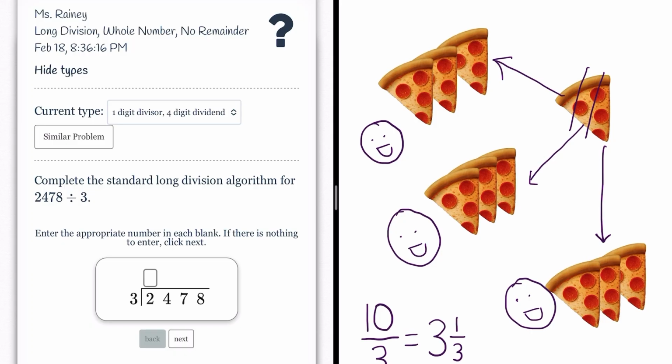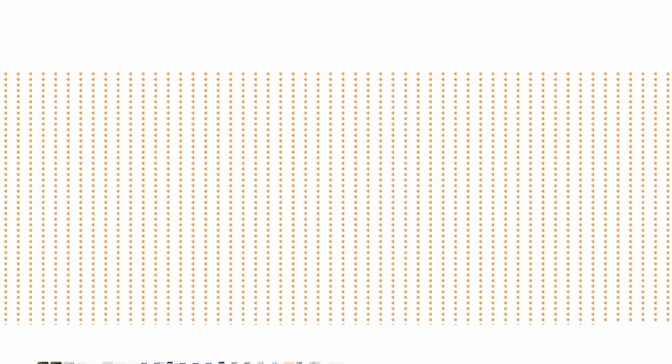But the problem we're given is 2,478. This is what 2,478 pizza slices look like. We could draw 3 friends and we could spend the rest of our day dragging pizza slices to each of those friends until we get a final answer. The standard long division algorithm creates an easier and more efficient way to do long division problems without having to do a lot of work.